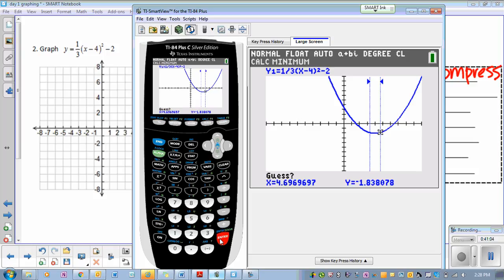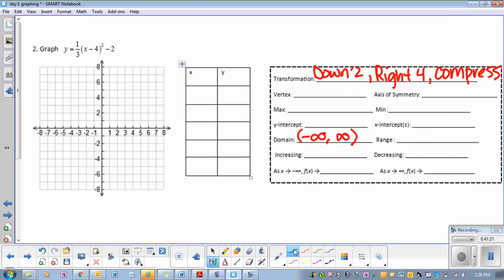Yeah. And then it says yes, no, hit enter again. Did you get this? What is 3.99999? 4, right? So 4 comma negative 2. So was that a max or a min? 4 comma negative 2, which is the same as my vertex.